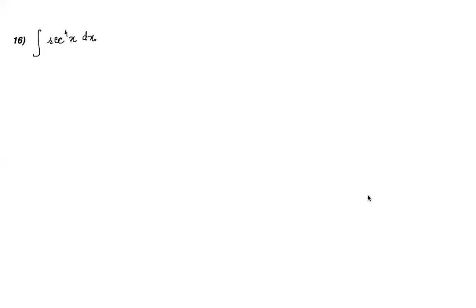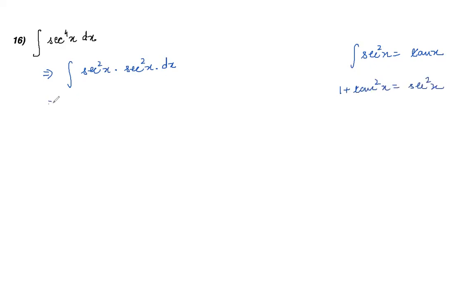Now in this question, I need to integrate sec 4x dx. See, we do have the direct integration formula for sec square x, that is equal to tan x. But we cannot integrate sec 4x directly. So what I can do here is, I can distribute sec 4x in this way. Sec square x into sec square x into dx. Now we have this identity 1 plus tan square x is equal to sec square x. So I can put one sec square x as 1 plus tan square x.